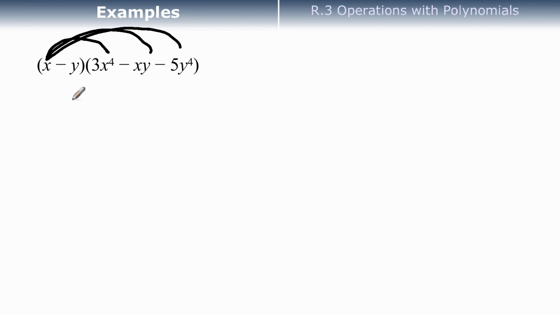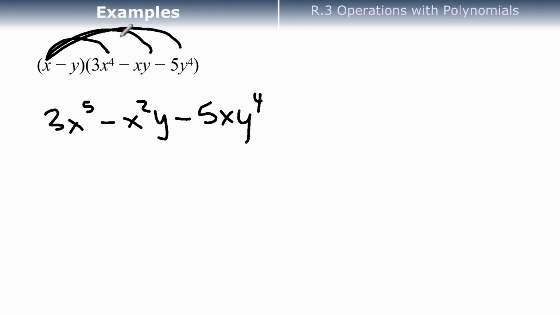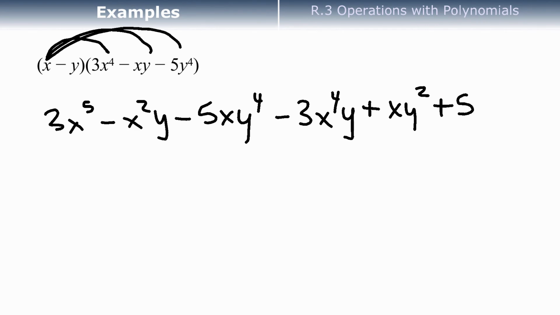Okay, hopefully you've pressed play again. So this times this would be 3x to the 5th. This times this would be a negative x squared y. This times this is a negative 5xy to the 4th. And then the next one, this times this would be a negative 3x to the 4y. This times this would be a positive xy squared. And this times this would be a positive 5y to the 5th. Now, any like terms? Is there an x to the 5th? No. X squared y? No. They're all different terms, so that would be my answer to that question.